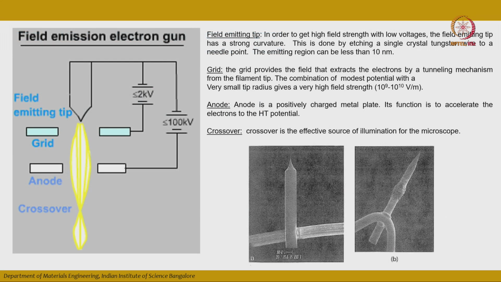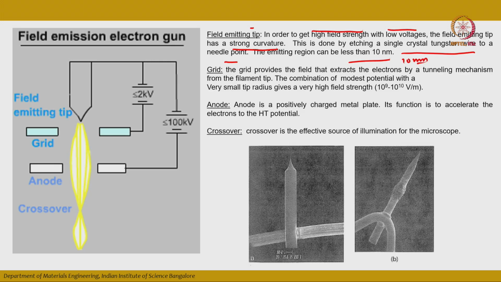So this is a typical cross section of an electrical circuit, where you can see the field emission electron gun. It is nothing but the tip, and this tip is made very sharp in order to get a very high field strength with low voltages. Okay. The field emitting tip has a very strong curvature, meaning the needle is less than 50 nanometers, and this is done by etching a single crystal tungsten wire to a needle point, less than 10 nanometers or up to 50 nanometers.